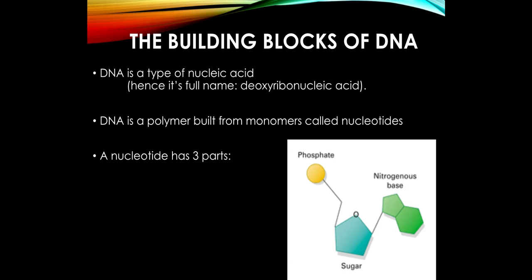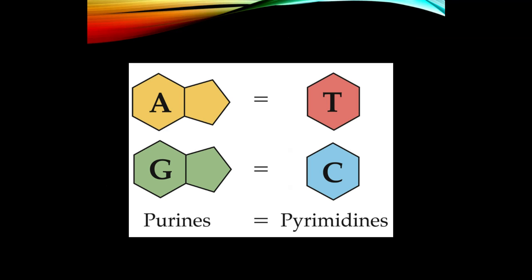A nucleotide has three parts: a phosphate group, a sugar, and a nitrogenous base. So here you can see these are going to be our nitrogenous bases. They're going to be listed as either A, T, C, or G, which is adenine, thymine, guanine, and cytosine. A and G represent your purines. You can see that they are double ringed here. And T and C represent your pyrimidines, and they are single ringed. A is always going to match with T, and G is always going to match with C. And we know this because of the wonderful scientist Chargaff. That is his rule.